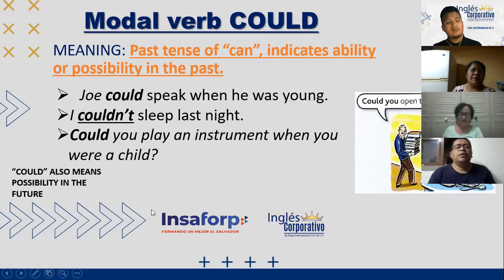So yes? I have a question, teacher. Go ahead. Could you give us pronunciation to this word?